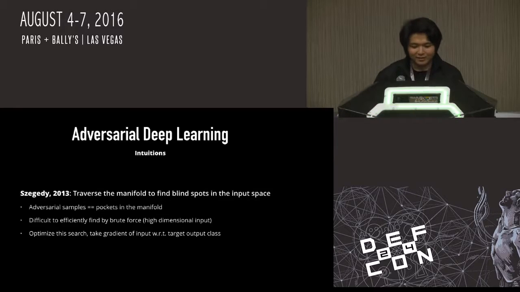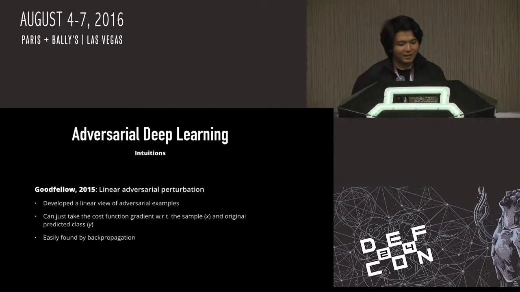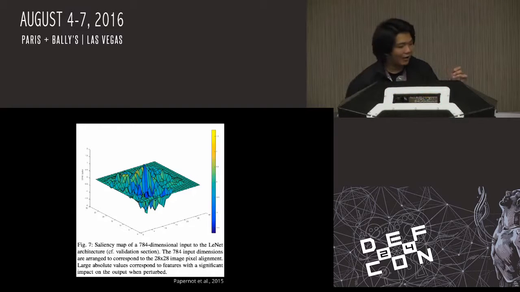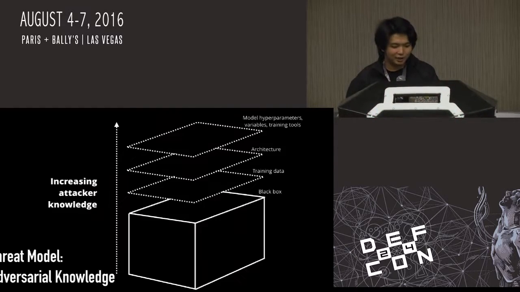So a couple of methods. You basically traverse the manifold to find blind spots in input space. There are also optimizations that help you to do this more efficiently, in a period of seconds instead of hours. And then there are also better optimizations that allow you to look at how much each particular pixel actually affects the output. This is called the resiliency map, and I think it's really cool. You only change those pixel values by a smaller amount than the other pixels that don't affect the output as much. So you can affect the output more without changing pixels as much.